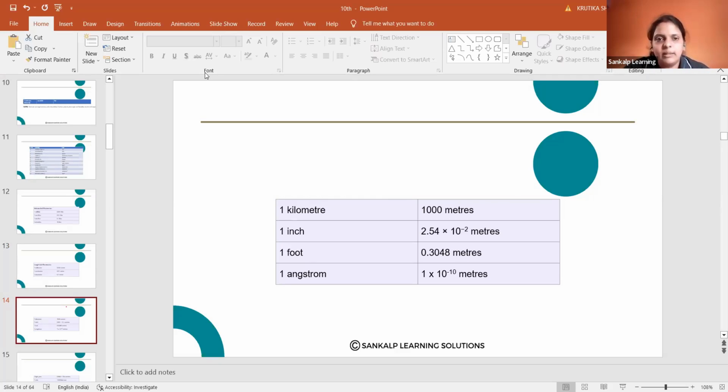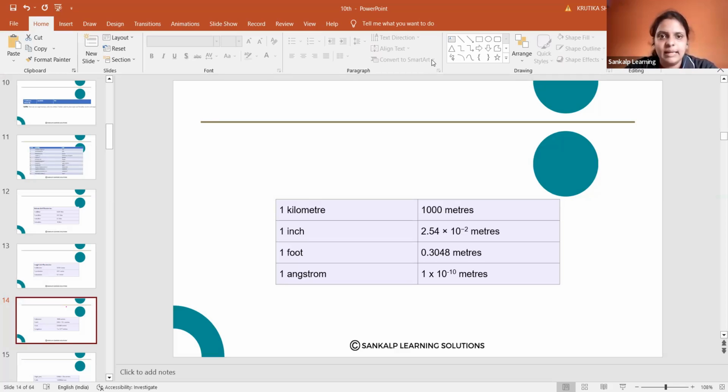Everyone will know this, almost; you learn it in primary school. 1 kilometer is equal to 1000 meter. 1 inch is equal to, how many meters here? 1 inch is equal to 2.5 into 10 to the power of minus 2 meters. Then next, 1 foot is equal to 0.3048 meters. Then 1 angstrom is 1 into 10 raised to minus 10 meters.